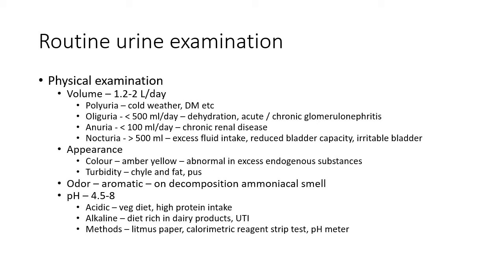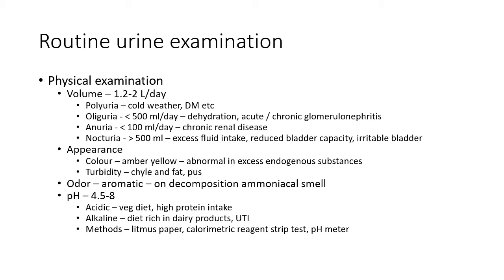When the output is greater than 2000 milliliter, that is 2 liters per day, then it is called polyuria, and this usually occurs physiologically in cold weather and pathologically in conditions like diabetes mellitus. When the output decreases less than 500 ml per day, then it is called oliguria, and it occurs when there is dehydration or conditions like acute or chronic glomerulonephritis. Anuria is when the output is less than 100 ml per day and it occurs in chronic renal disease.